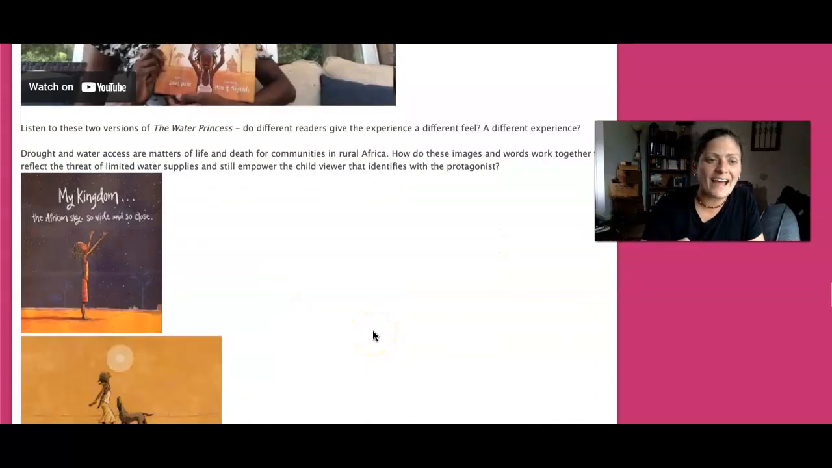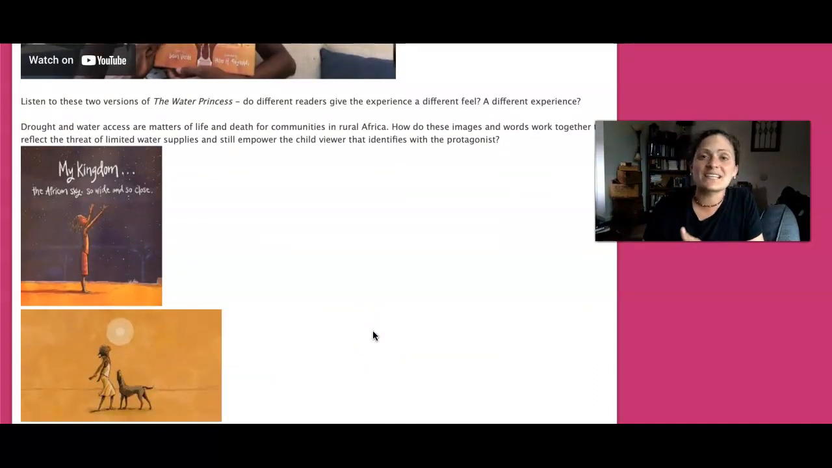So, along with that, let's again think about images, because the images here are so powerful. The topic is incredibly bleak. It is a dire water shortage, and it is the child protagonist living without enough access to clean water. That's just an unimaginable reality for me. I don't know about you, but I've always had enough water. Even during droughts, we still had enough water to drink. This child does not. But how do these images still empower the child viewer in these very dangerous circumstances?